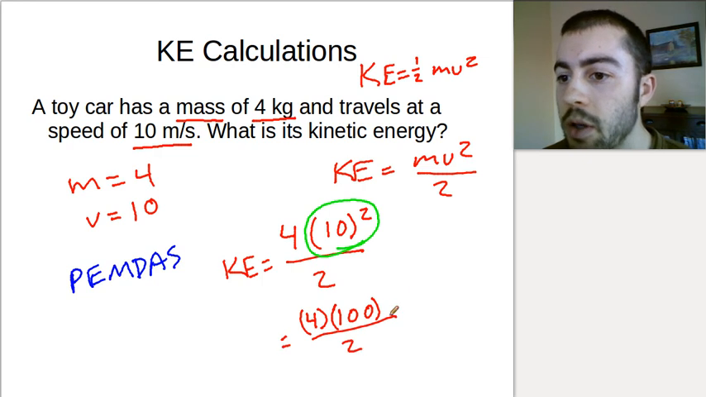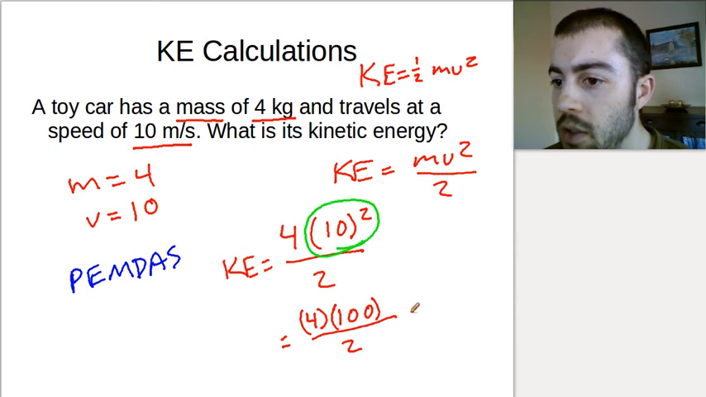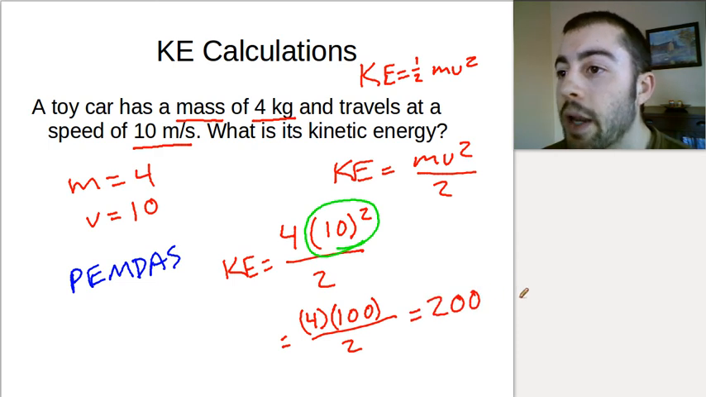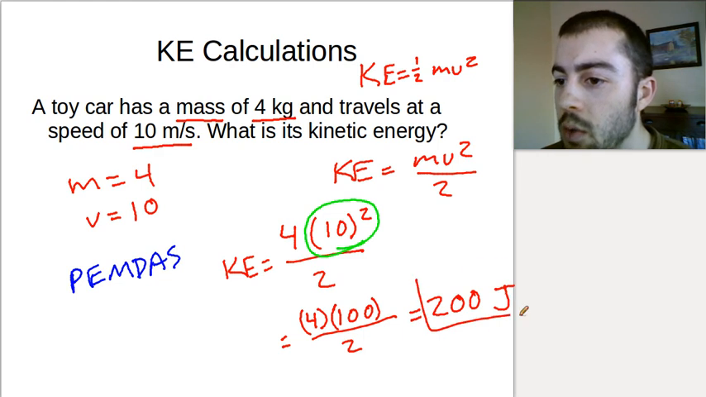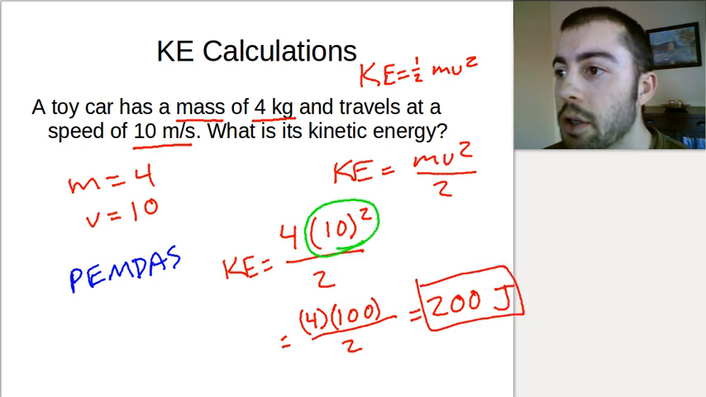So to solve from here, we have multiplication and division left. In PEMDAS, they're really on the same level. So we can just do the multiplication and division here, and if we multiply 4 times 100 and divide by 2, this would give us 200 for the kinetic energy here. And as with any form of energy, our units are in joules. So 200 joules would be the kinetic energy here.